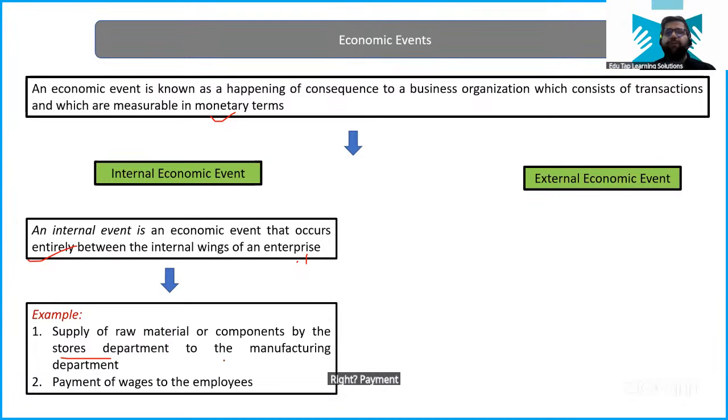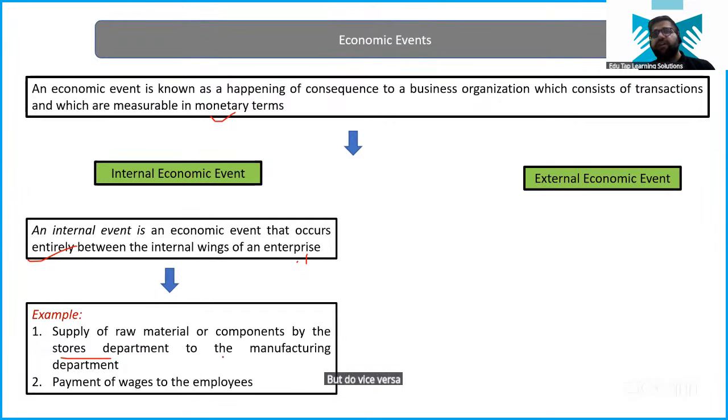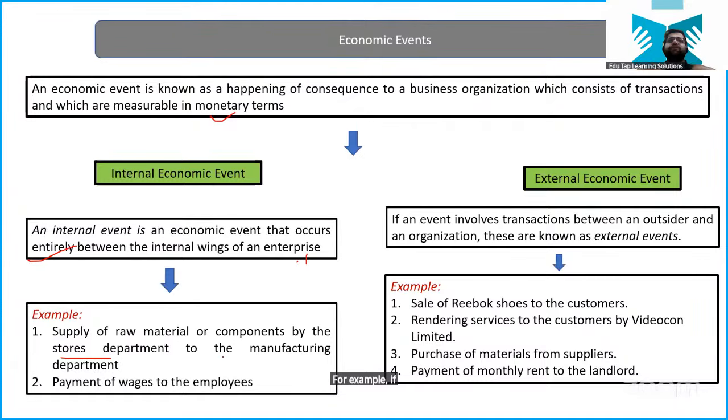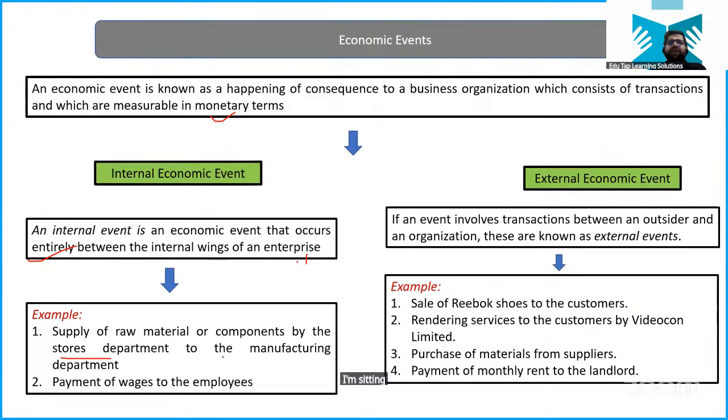Payment of wages to the employee. This also I have told you. If I'm paying salary and wages to my employees, then definitely there will be an economic event which is happening in the internal wings of the company. But it is vice versa in external. For example, if Reliance is selling some goods to me, now I am a customer. I am not in the internal wings of the company. I am sitting in my home and I'm ordering. So it's an economic event which you have to record, right?